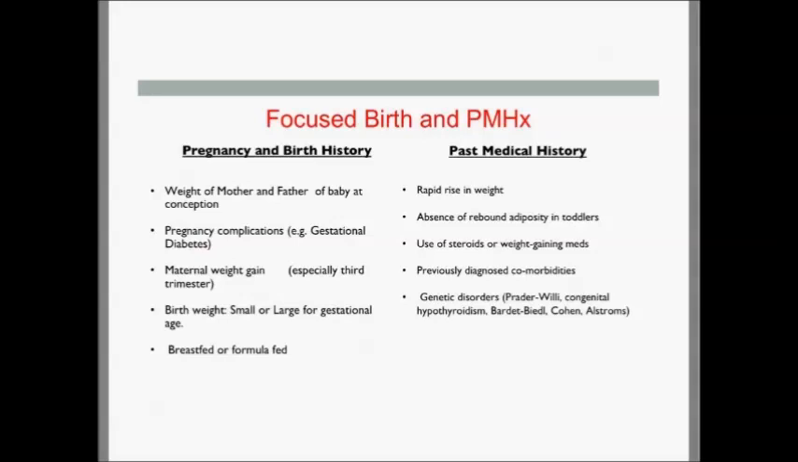So once you get into the social history, then you want to look at the birth history and the past medical history. Some things that are very important from a birth history is the weight of the mother and the father of the baby at the point of conception. That's what predetermines the genetics at the point of conception for mom and dad. Were there any pregnancy complications such as gestational diabetes? What was mom's weight gain, especially in the third trimester? That can have a huge effect on what that child's weight ends up being later on in life.